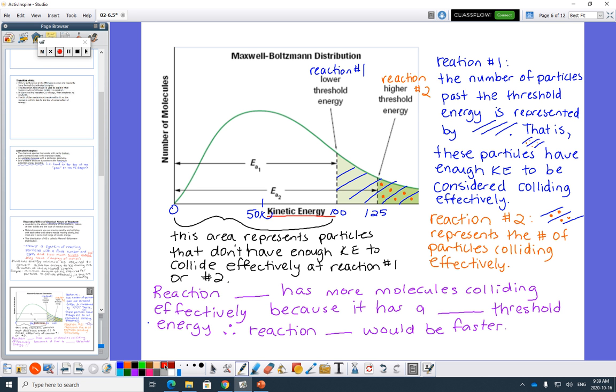a reaction has a lower threshold energy, then you can see that all of these particles, or this area under the curve, are going to be considered colliding effectively. Whereas for this reaction, only this many will be. So if you have more particles considered colliding effectively, are you going to be faster? Yeah. So reaction 1 has more molecules colliding effectively because it has a lower threshold energy. Therefore, reaction 1 would be faster.